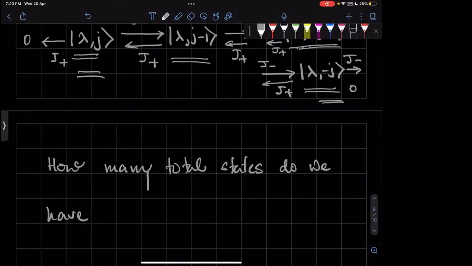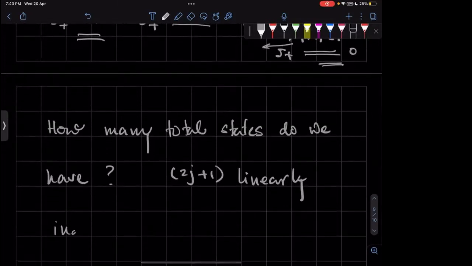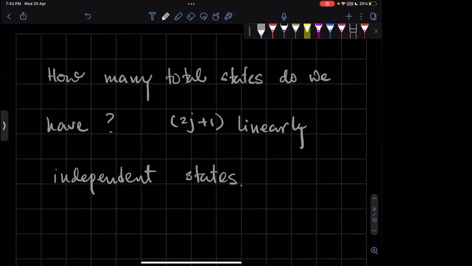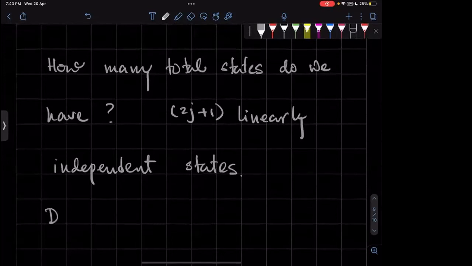So you get 2J plus 1 states. Oh, I was counting the transitions, right? Exactly, yeah. So we get 2J plus 1 linearly independent states. That means the dimension of the vector space on which the irreducible representation acts is 2J plus 1.